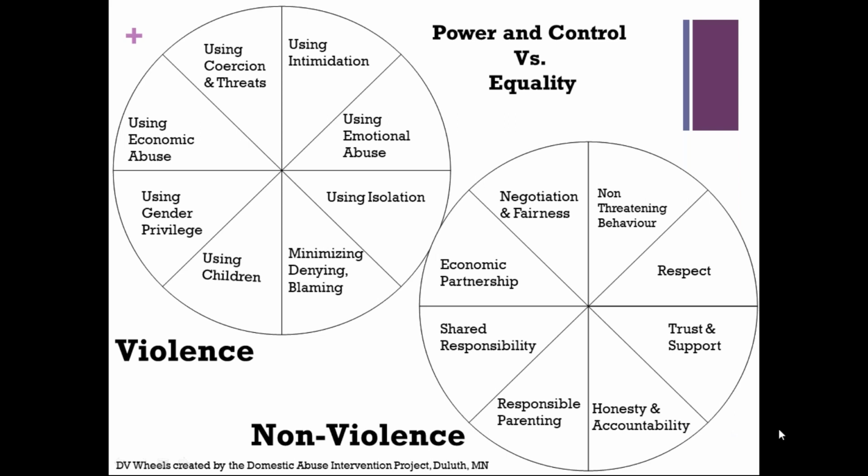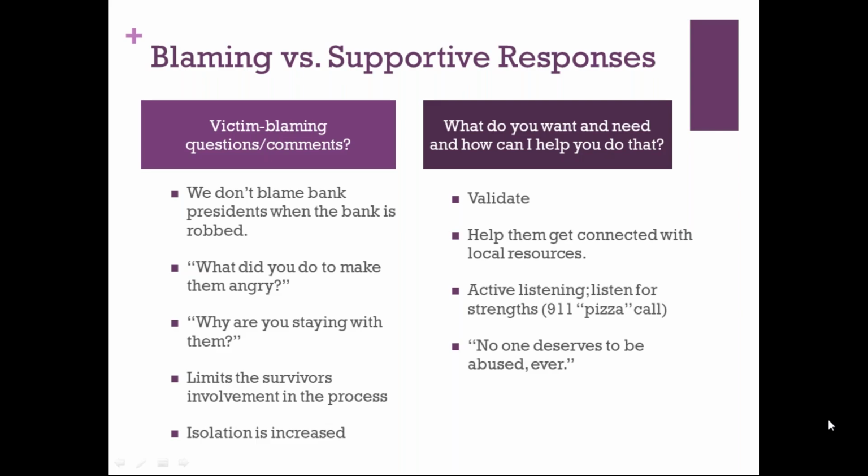Oftentimes when I do trainings, I hear folks say, they don't hit me. And it's like, oh, so is a healthy relationship a relationship where they don't hit you? Or is it maybe a relationship where there's mutual trust and support, where folks are negotiating, they're sharing responsibility, right? And how different that can look, right? Of course, not being physically attacked is definitely a part of a healthy relationship.